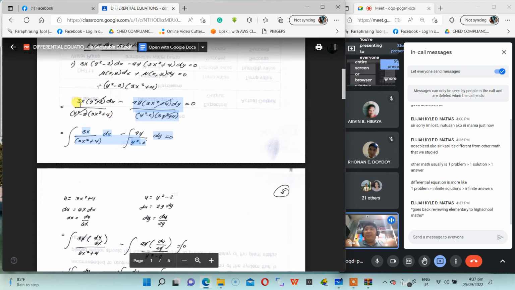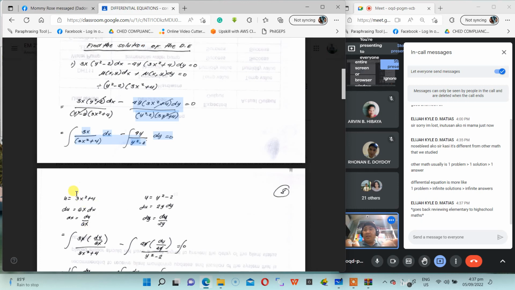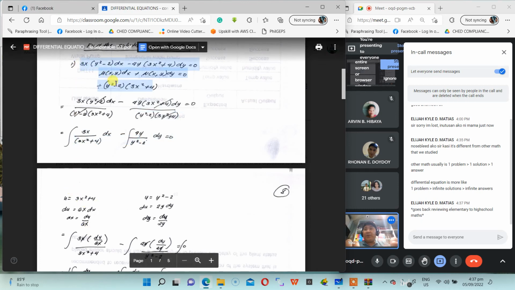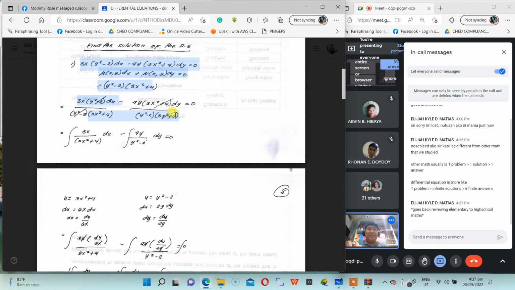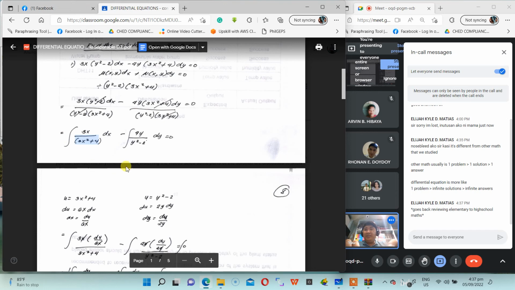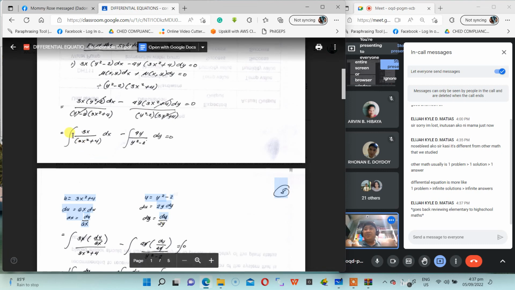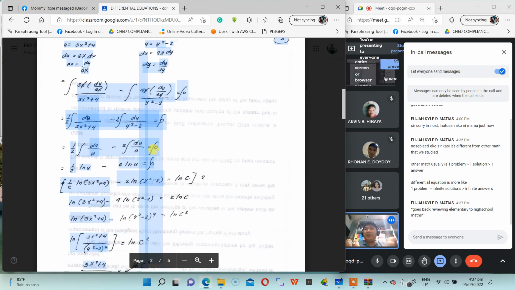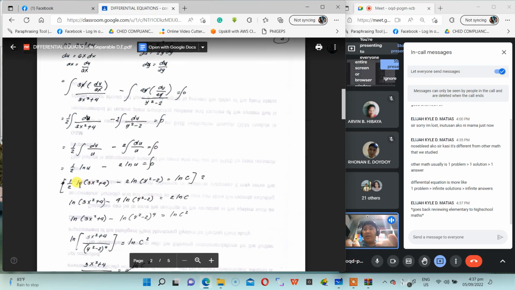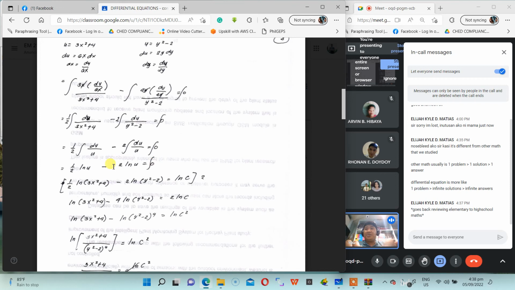So the first part from here until here, from the problem until here, that is differential equation. From here, to get the equivalent, that is differential calculus. From here, going here. Okay? Going here. So that is integral calculus.